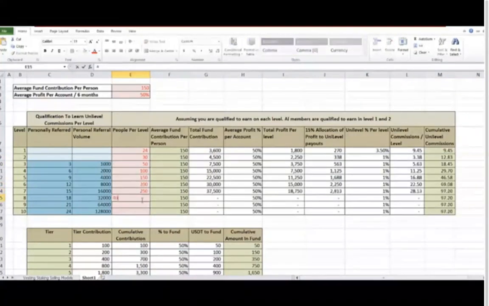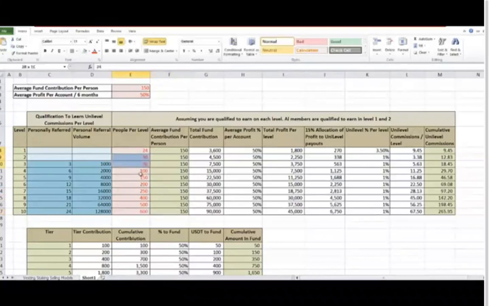I might have 400, for example, on level 8. Maybe I've got 500 people on level 9, and I've got 600 people on my level 10. As an example, you can play with these numbers and you can see it populates now the rest of the table. So for example, my 24 referrals with an average of 150 tier 2 contribution to the fund means the total fund contribution from those 24 people is 3,600 USDT.